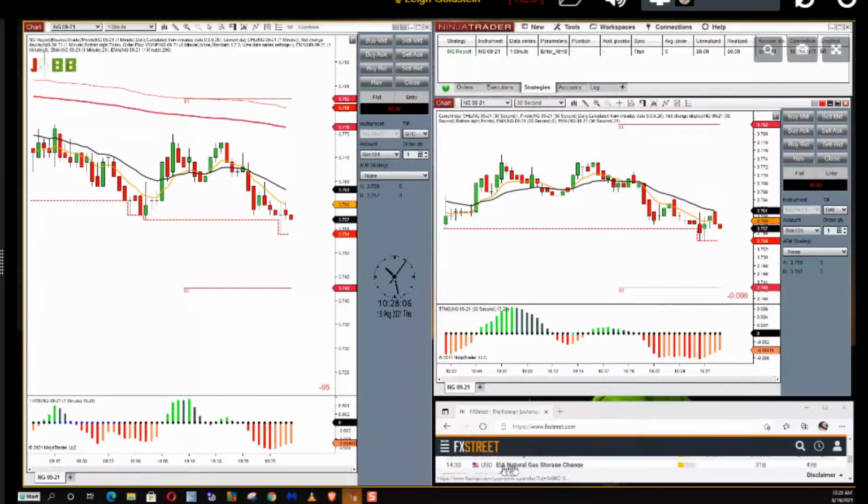Now, if you notice, I'm trying to see if FX Street gives us a good response because investing.com's been working so poorly.